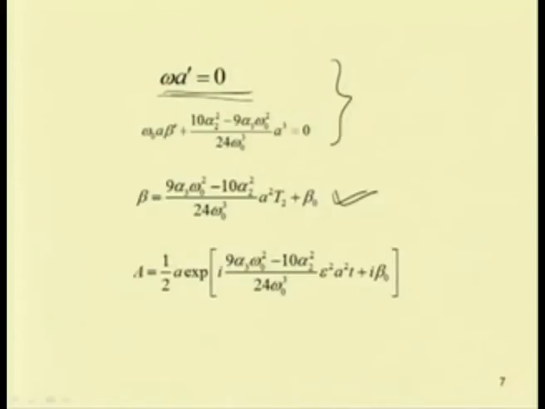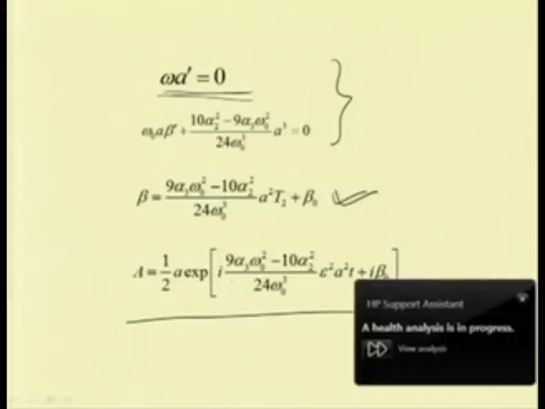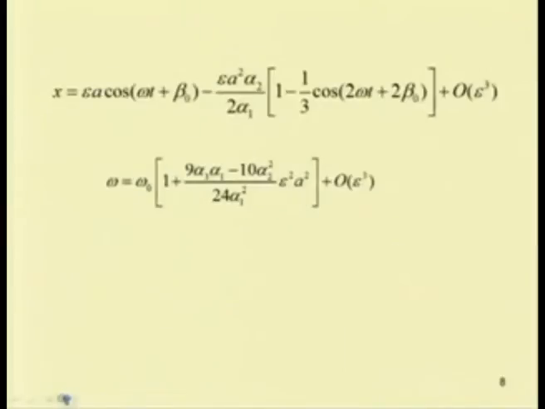So, from this expression of a and beta, one can write a equal to half a e to the power i 9 alpha 3 omega 0 square minus 10 alpha 2 square by 24 omega 0 cube epsilon square a 2 square t plus i beta 0. So, one can find finally the solution in this form.